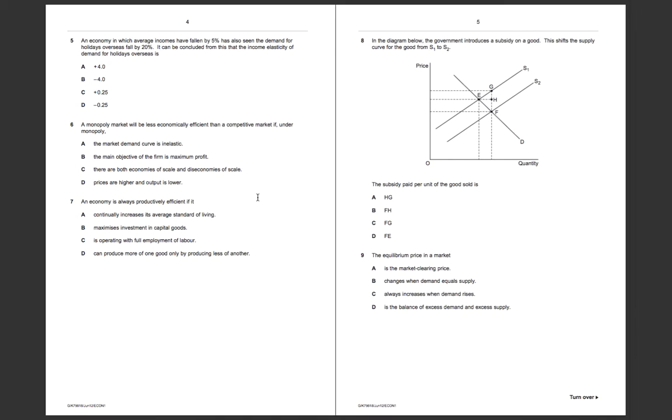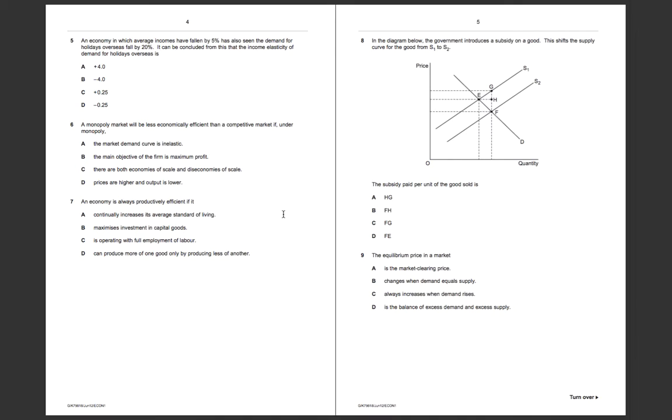B, maximizes investment in capital goods. Again, this isn't necessarily true because when we're looking at an economy and the difference between producing capital or consumer goods, a government might maximize investment in capital goods. But for example, if a war were to break out and lots of those capital goods were to be destroyed by bombing or fighting, it doesn't matter that investment's been maximized. The economy might still not produce the maximum number of capital goods that it could.